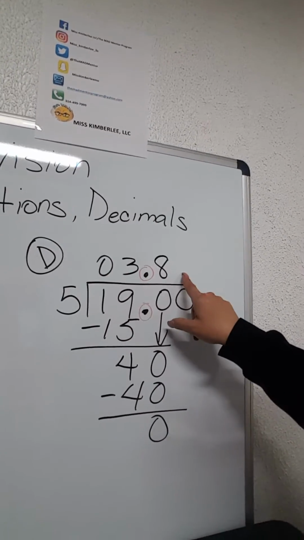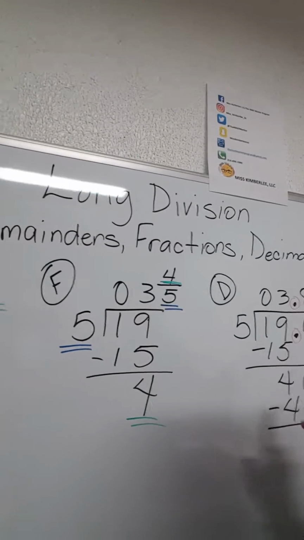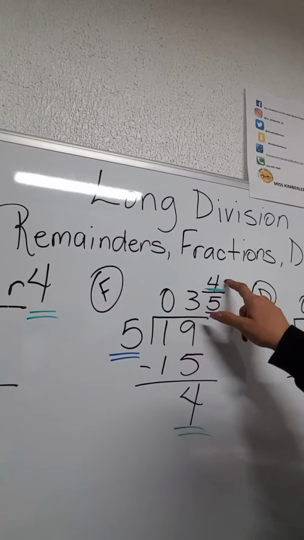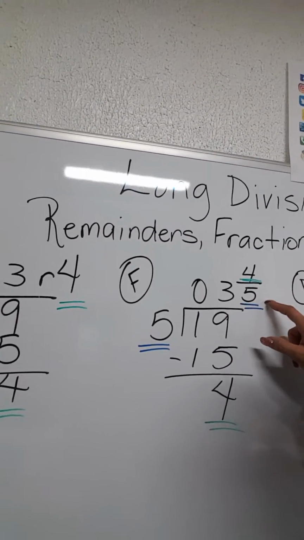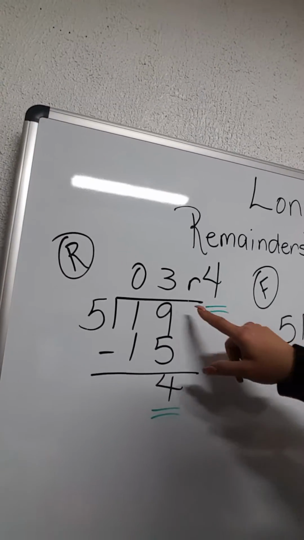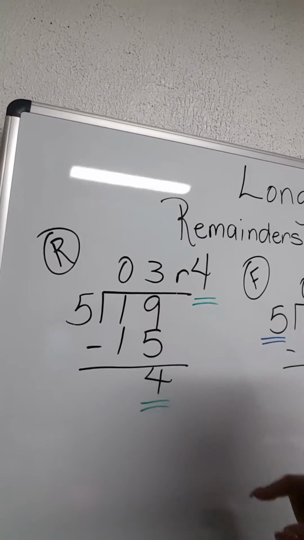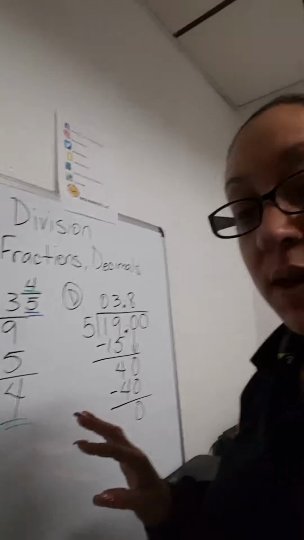So a 3.8 is the same as 3 4/5. And in this case, 3 with a remainder of 4. So even though it may look different, I just wanted to familiarize some of the students with the concept, because they're like, oh, I can't do fractions, or oh, I can't do decimals. They're the same thing. It's nothing scary.